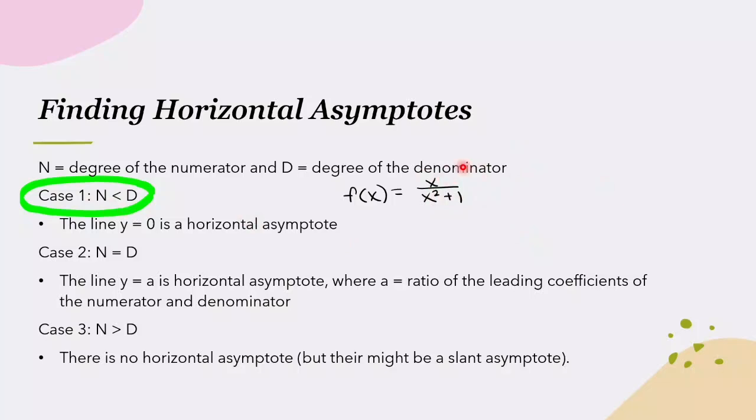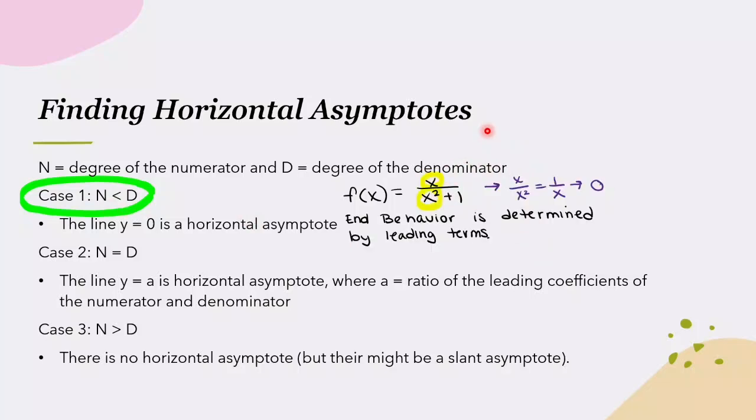Anytime the degree of the numerator is smaller than the degree of the denominator, the line y equals 0 is going to be a horizontal asymptote. And to explain why, the end behavior is always determined by our leading terms, our largest powers of x. So the end behavior of this function is going to be determined by x divided by x squared. And x divided by x squared simplifies down to 1 over x. If you plug in a really, really big number for x, 1 divided by a huge number is going to go to 0, and y equals 0 is our horizontal asymptote.